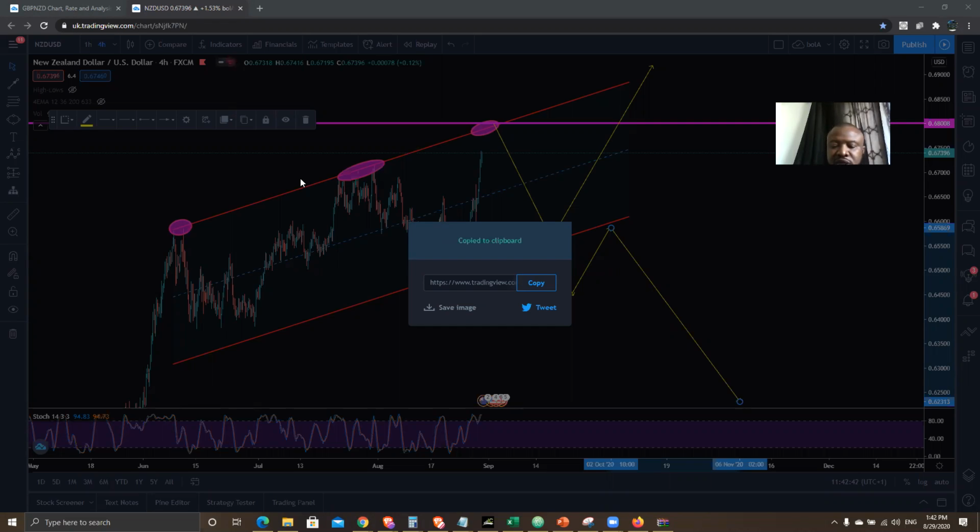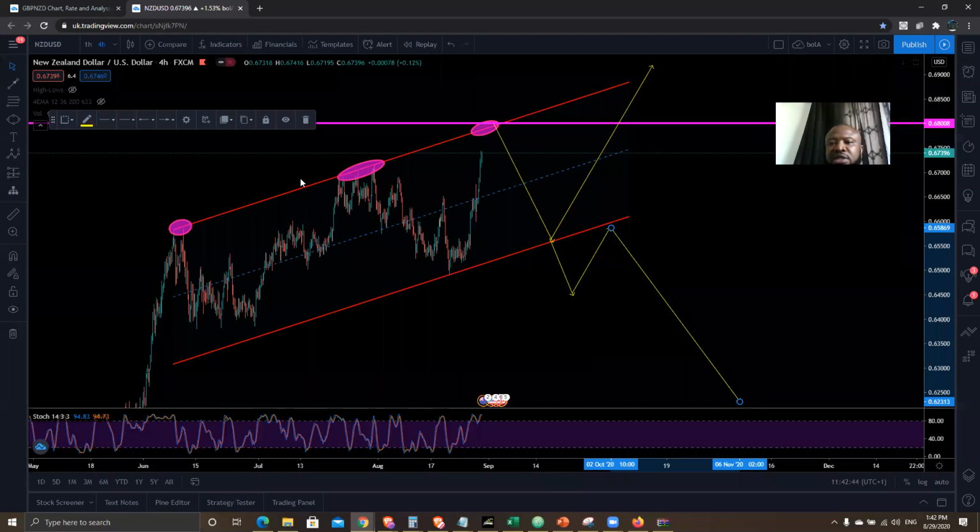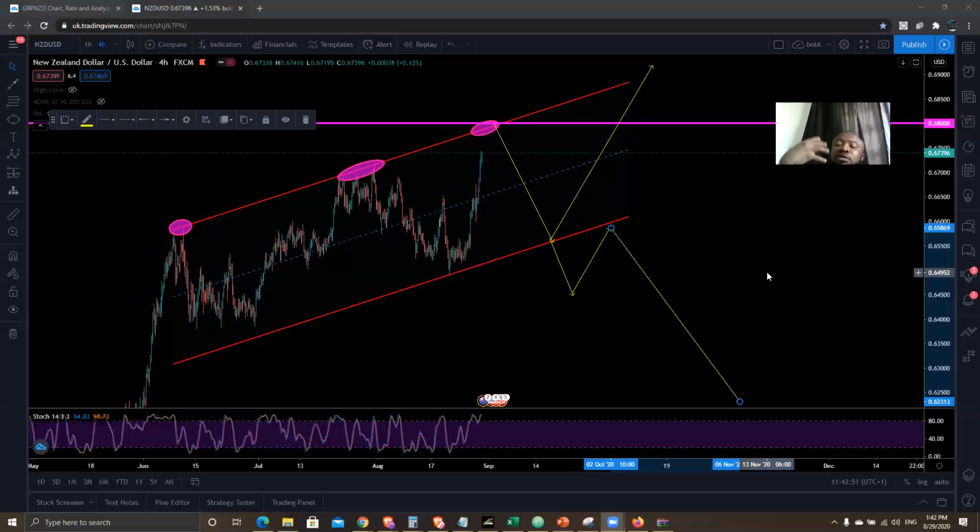So that's a potential opportunity. The New Zealand is offering a very good potential opportunity right there, and you have to take advantage of it. And this is one key thing that I want you to have at the back of your trading.